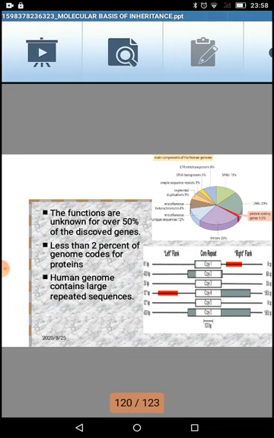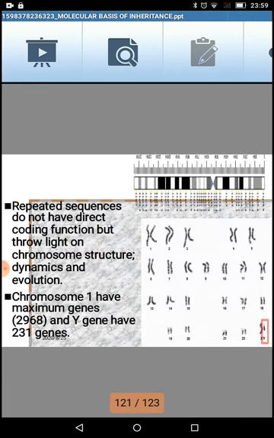It is not only protein coding that is the function of the DNA. Apart from that, there are a lot of functions of the DNA, and many parts of the DNA, as I just told, are repeated units of nucleotides. The human genome contains large repeated sequences. And even after decoding the whole human genome, 50% of it still needs more study, to learn why it is present and what the uses of its presence can be. Repeated sequences do not have direct coding functions, but throw light on chromosome structure, dynamics, and evolution.